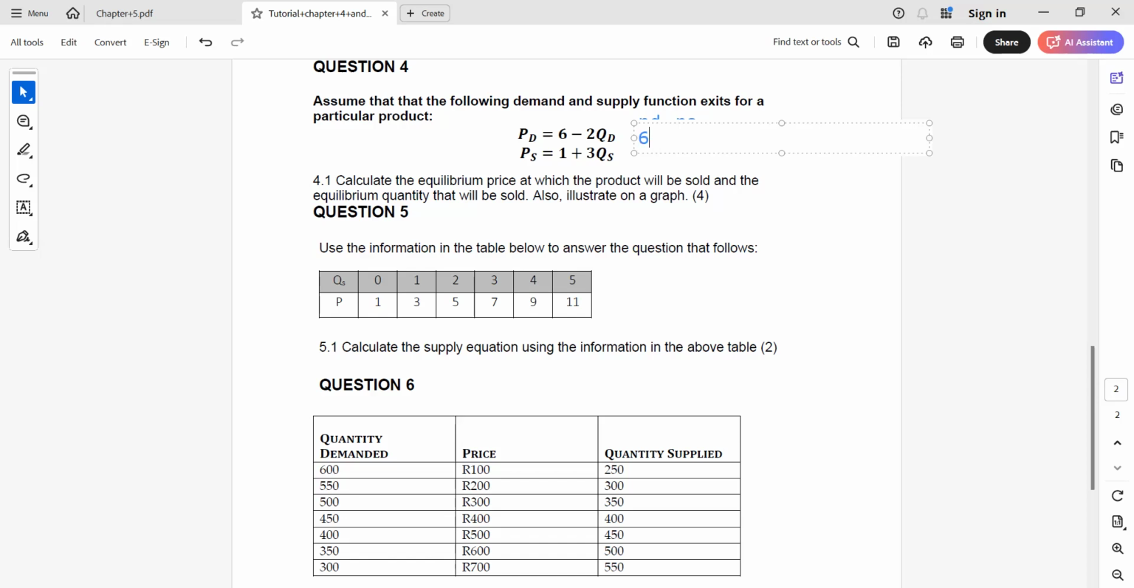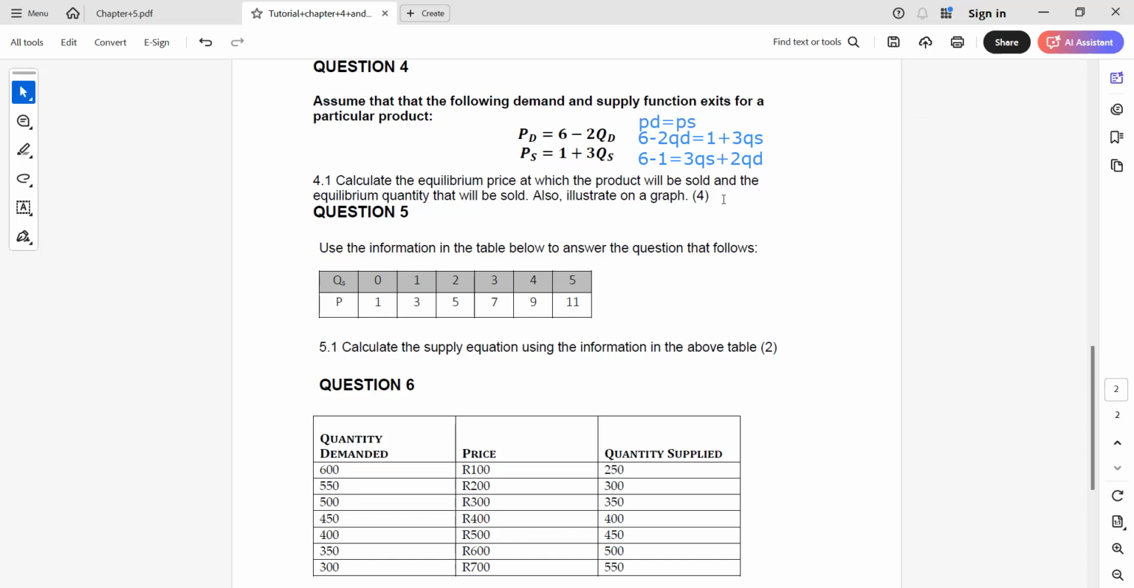Okay, so firstly, just write the equation as it is. 6 minus 2 QD equals 1 plus 3 QS. And now you transpose: 6 minus 1 equals 3 QS, and then 2 is negative, you bring it to this side, it's going to be positive, 2 QD. So this is what we have.